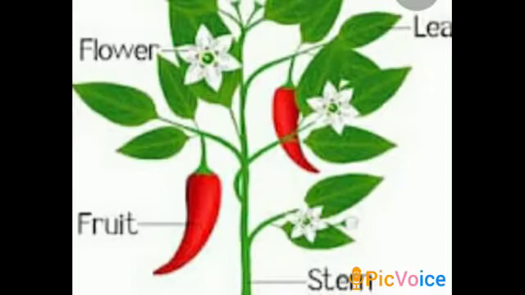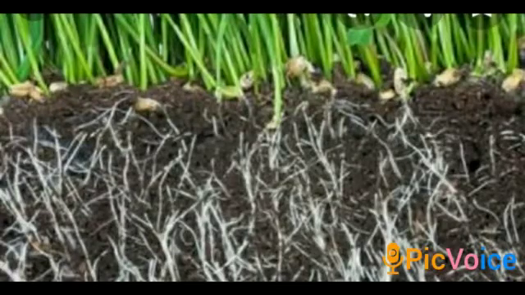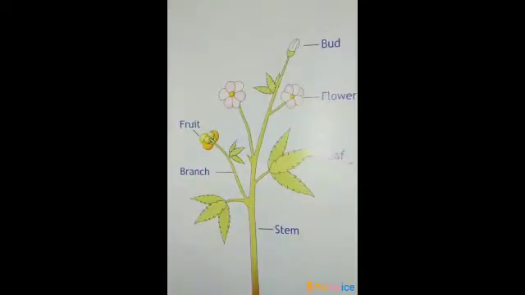Okay children, then we discuss about the functions of these parts. Children, what are the main functions of the root? Yes, it takes in water from the soil and it fixes the plant firmly to the soil. Children, the stem of a plant has its own jobs. You know what are the main functions of the stem? Yes, it bears branches, leaves, flowers and fruits. And second, the stem supports the plant.